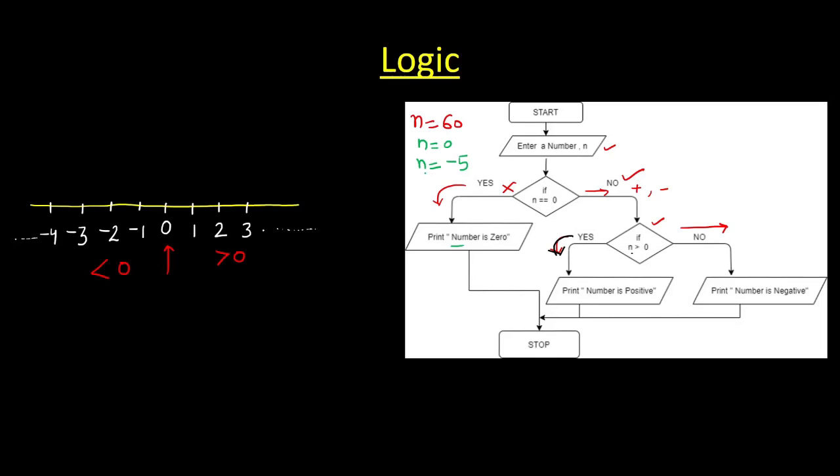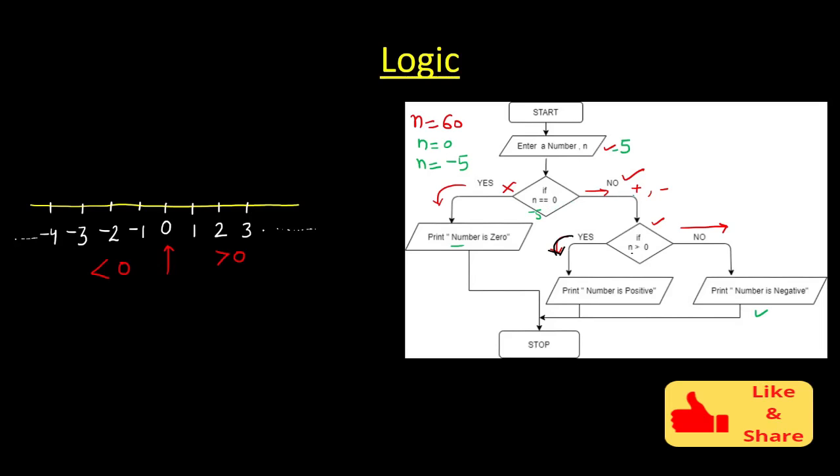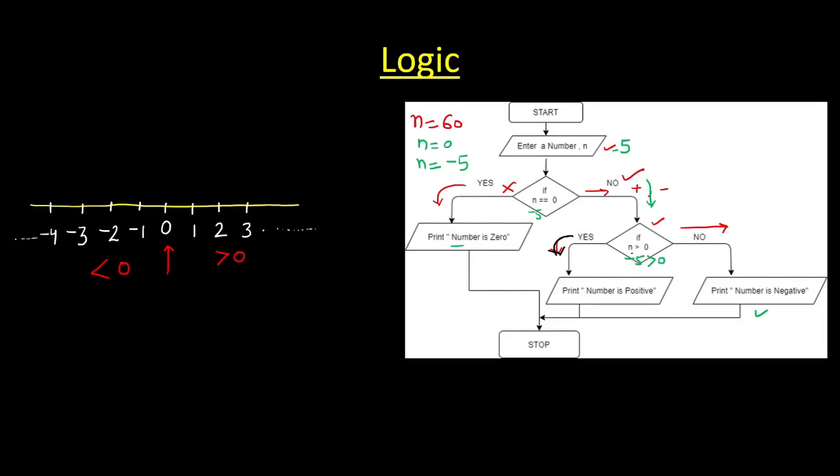Now suppose we have entered n equal to minus 5. That means we have entered a negative number, so we should be printing the message number is negative. Here we will check if n equal 0, that means is minus 5 equal to 0? This is false, so we will come to this no path. Now we will check whether minus 5 is greater than 0. You will say no, minus 5 is actually less than 0. That means this condition is false. So we will come to this no path and here we will print number is negative and then we will stop. So I hope you have understood the logic.